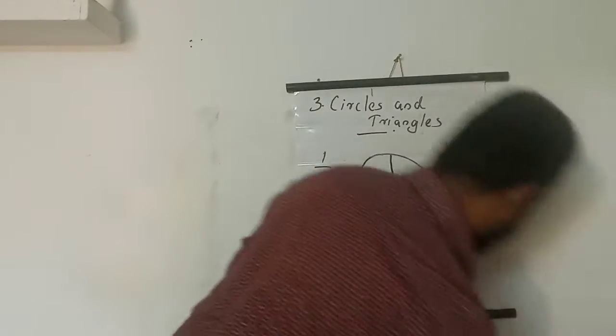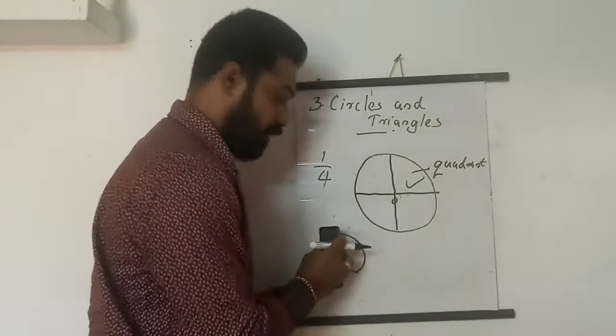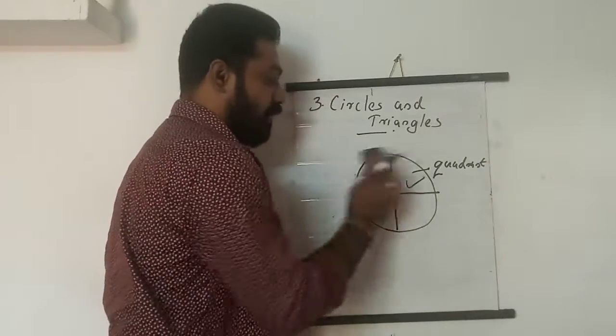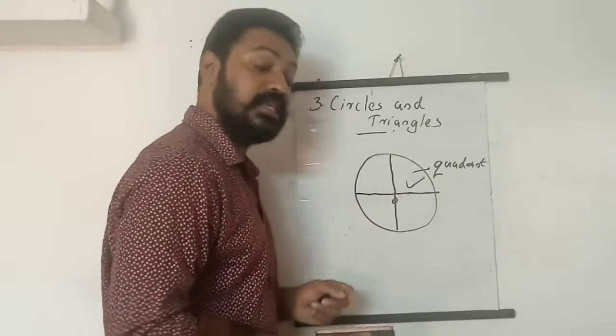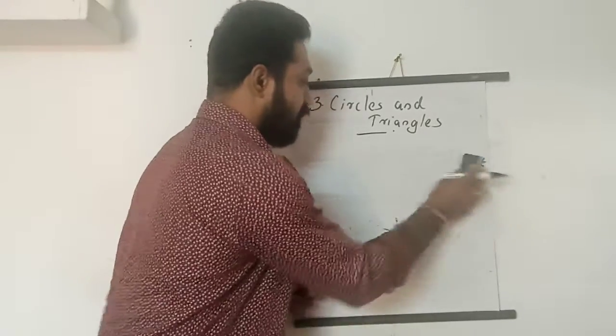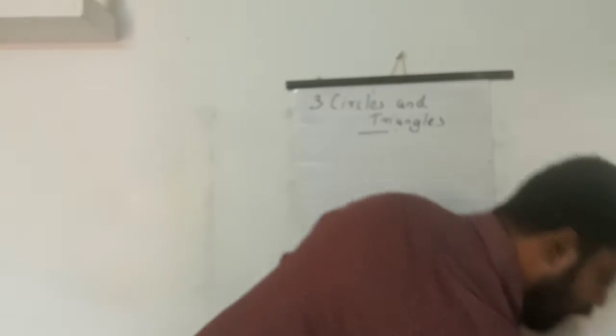So this is the thing you are studying, isn't it? Quadrant. Keep that word in your mind. What is a quadrant and what is a semicircle? Half of the circle is called the semicircle. And next thing you have to understand.